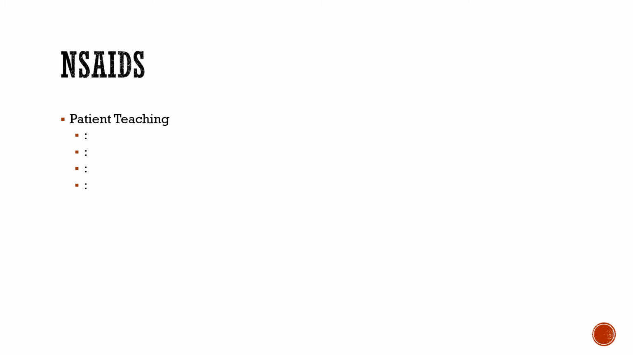Our patient teaching: avoid alcohol, know the signs and symptoms of bleeding, just like we talked about with aspirin. Take with food for GI upset. Notify provider for procedures if you're taking these consistently. They need to give you some instructions on what to do with that.